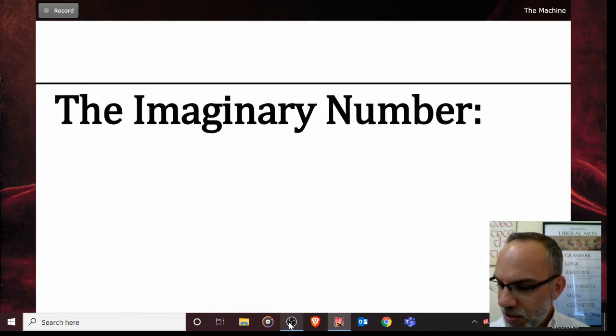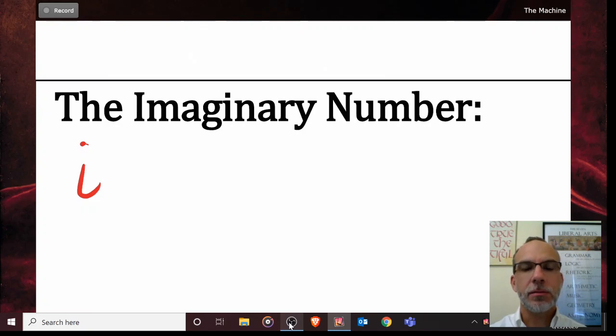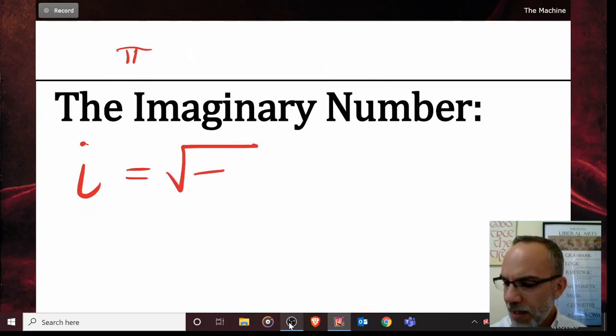Okay. The imaginary number. It's very, very simple. The imaginary number, which is i obviously for imaginary, it's a number like pi. It's not a variable. It has a defined meaning. Make sure that when you draw an i, you put a little hook on the end of it so it doesn't look like a 1 or something like that. But i is defined as the square root of negative 1. There you go. The square root of negative 1, that's defined as i, the imaginary number.